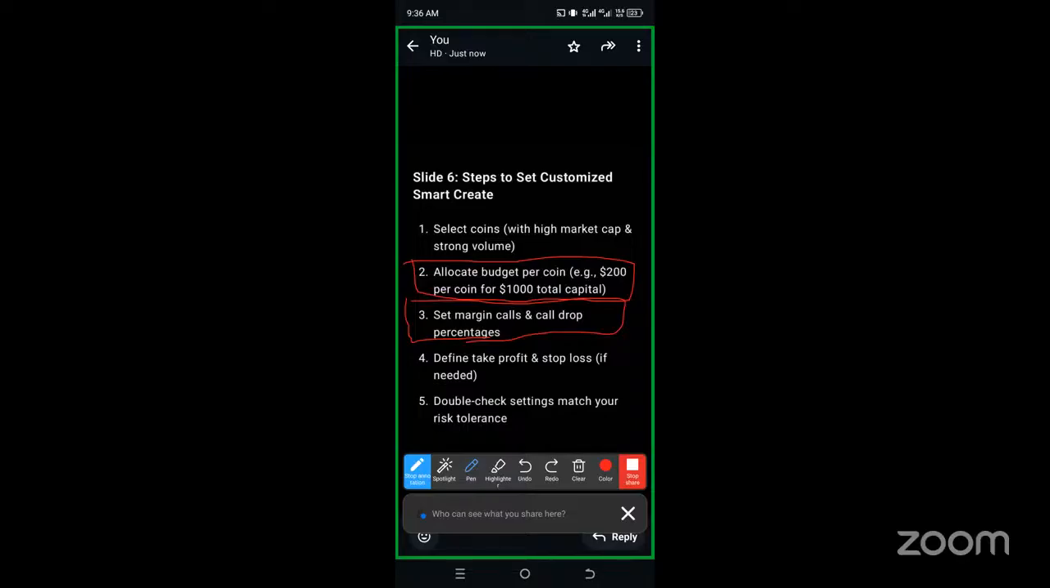Number 4, we are looking at steps of setting the customized Smart Create. Define take profit and stop loss if needed. Then, number 5, you double check settings match your risk tolerance. If you are a trader who has better planning, you need to understand these 5.